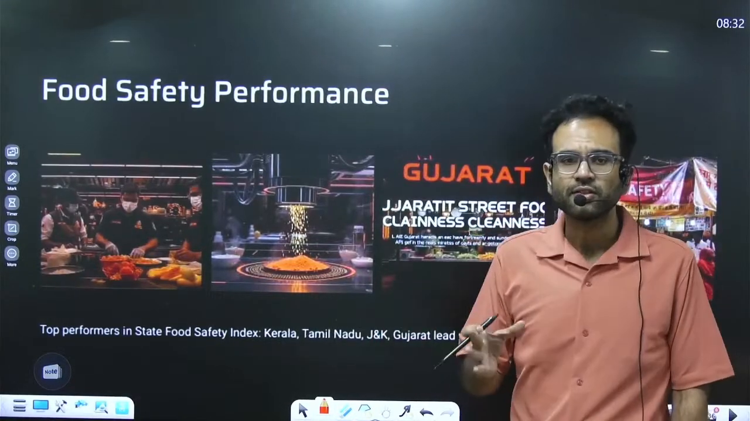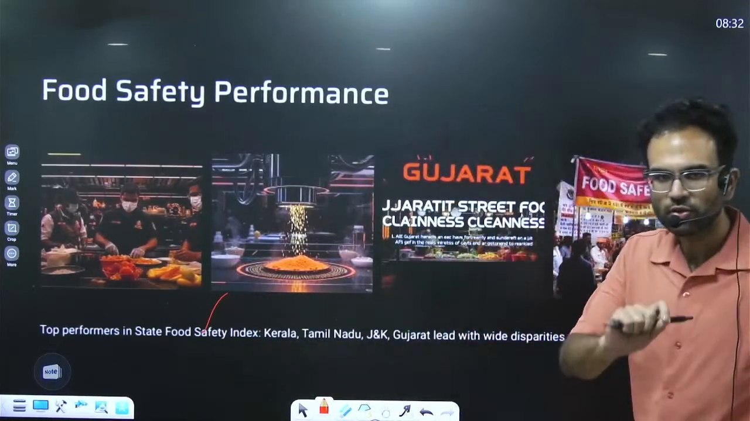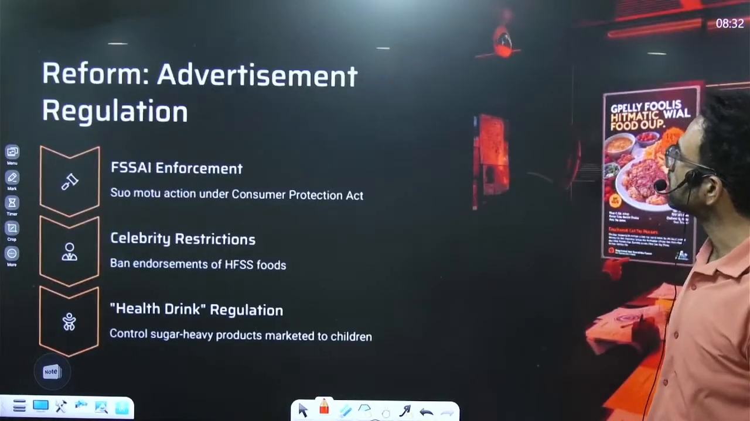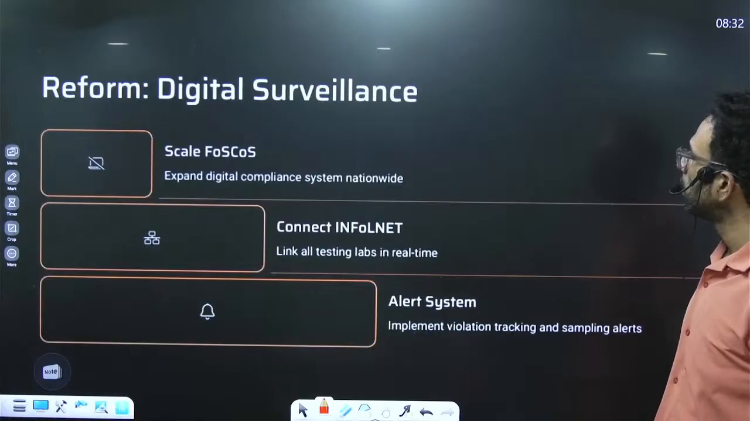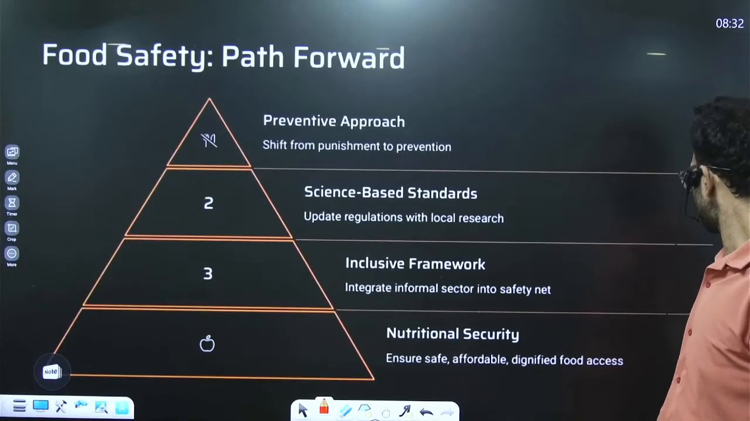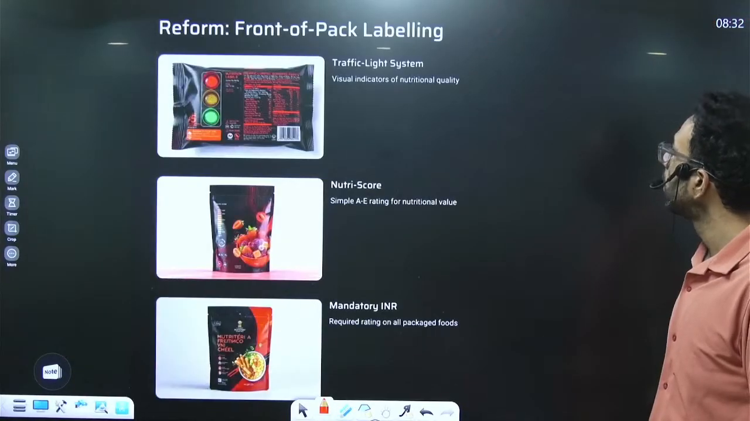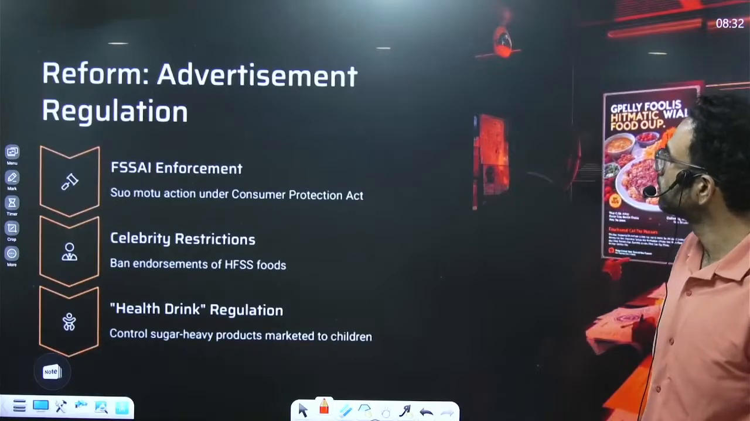There are some measures which I want you to take down. One is the food safety index. Just note down, food safety index. Oh, what else is there? This is the revision. This is not needed. Okay. Yeah, these are the reforms that you need to consider.